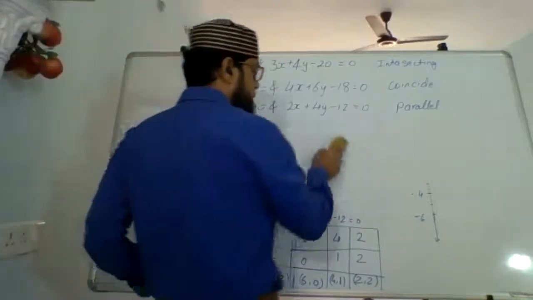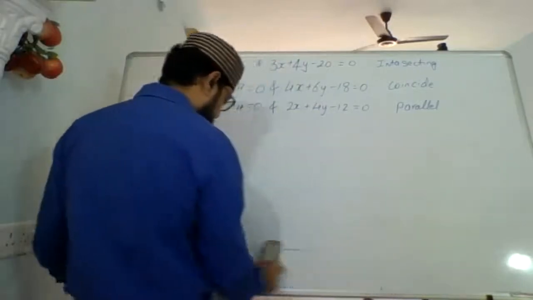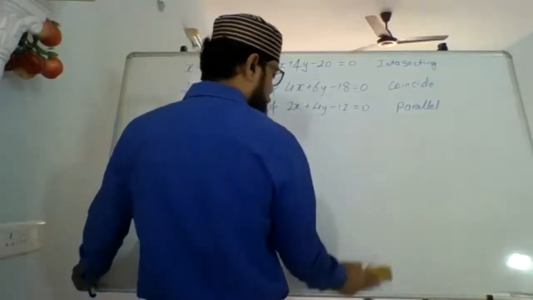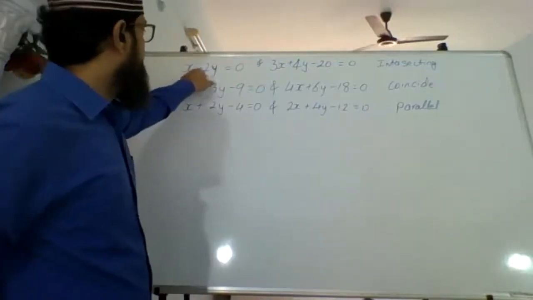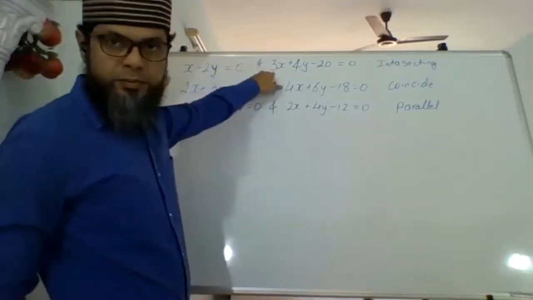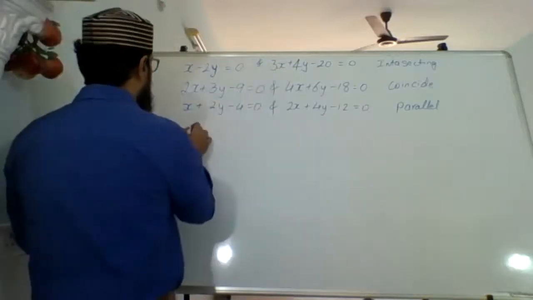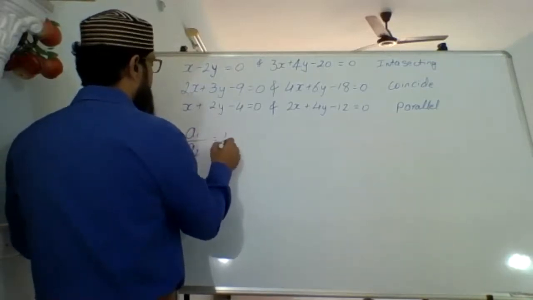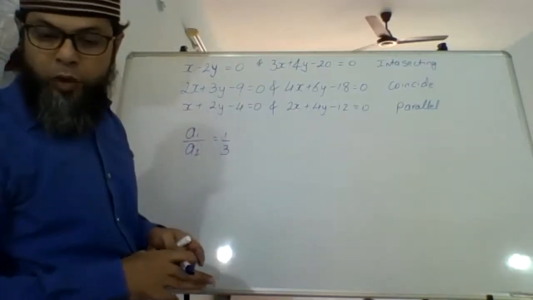So if you remember, the other day I had made you draw the table wherein we had written a1 upon a2, b1 upon b2. So now with this we will again correlate with that table. If you check the first one, a1 is 1, a2 is 3, so a1 upon a2 equals 1 upon 3.